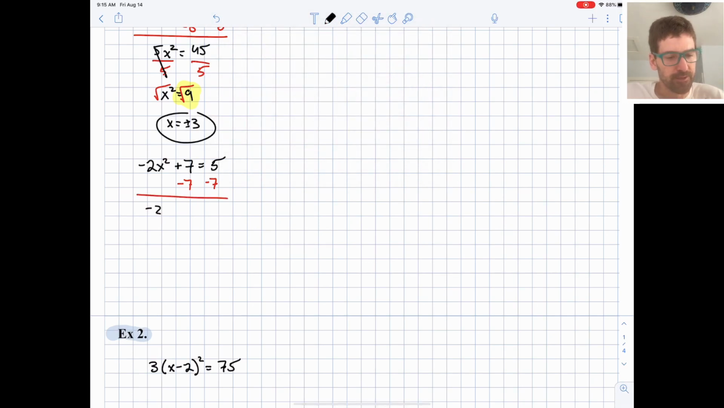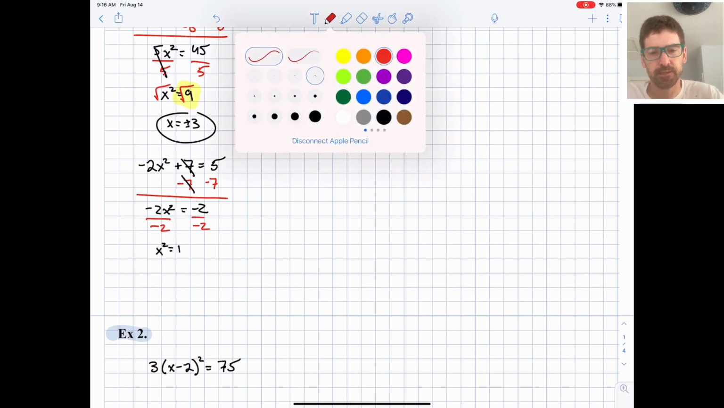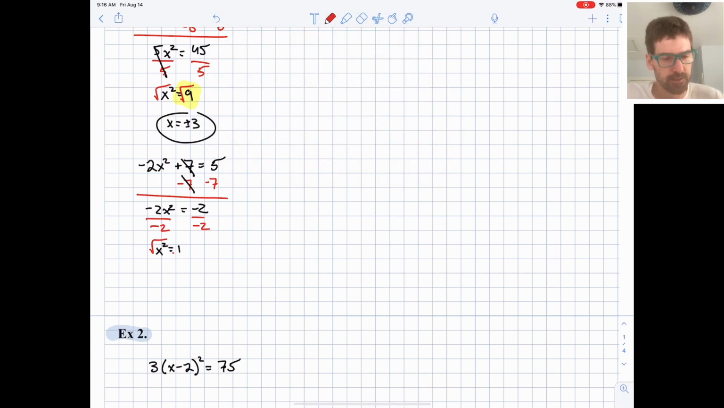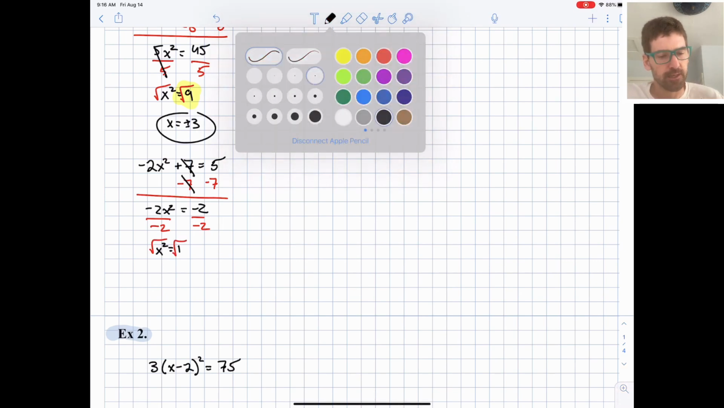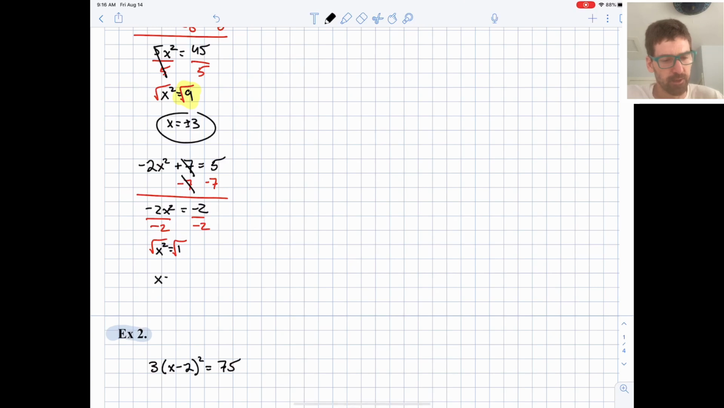So we have a negative 2x squared, 7's cancel. 5 minus 7 is negative 2. We can divide by negative 2. That's friendly, that's nice. And we get x squared equals 1, so square root both sides. And let's get the positive and negative square roots of 1, which are plus or minus 1. Okay, so there's our solution.